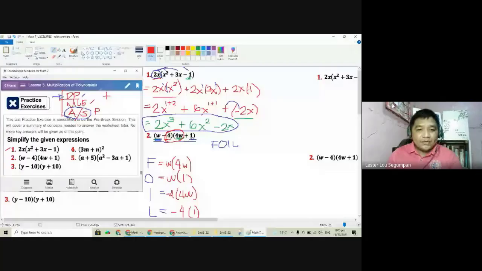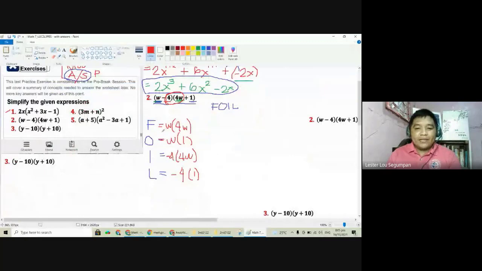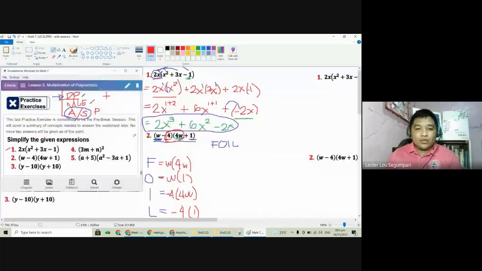This is what the FOIL method stands for. We are going to multiply each of these, and then we're going to add. That's the process of the distributive property. We're going to multiply the four pairs of terms here, and then we're going to see later on what would be the next operations after this.